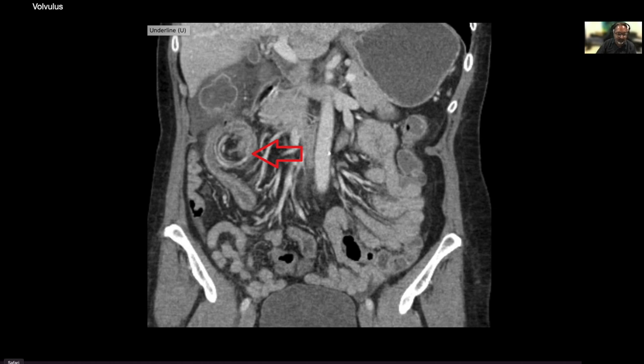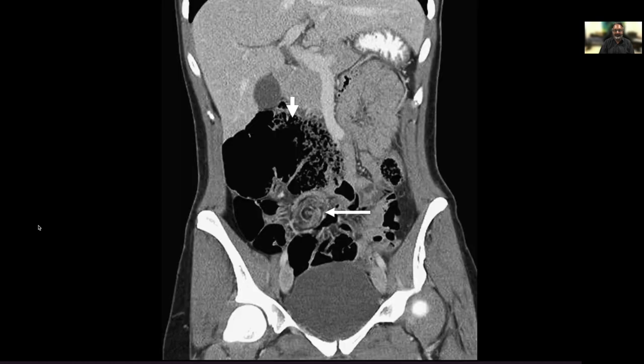It's called a whirlpool sign. Can you see something here that could have led to this? Yeah, that's true. Again, volvulus once again. And yes, lower down, cecal, and it has led to a large bowel obstruction and dilatation. Nice.